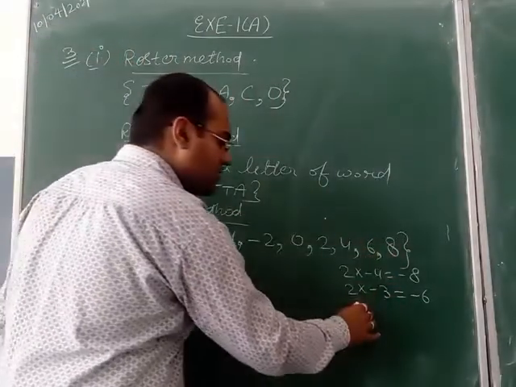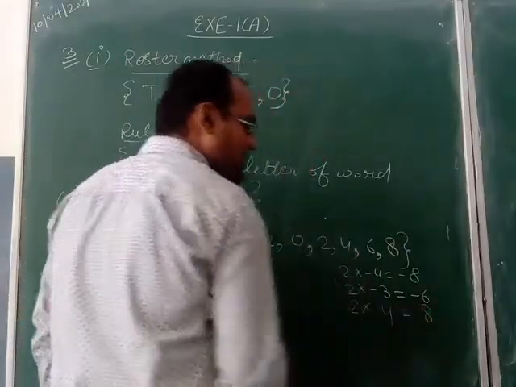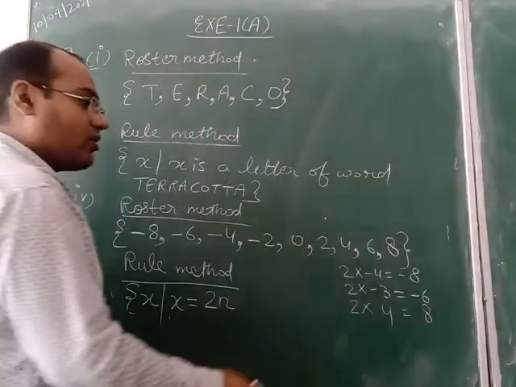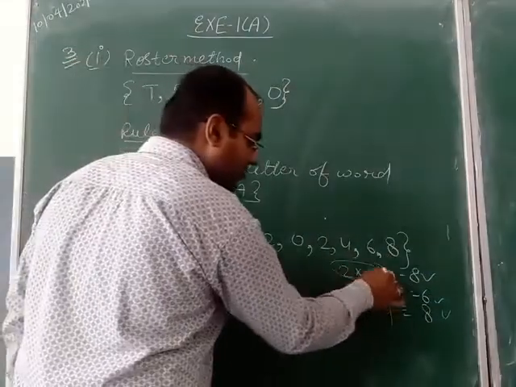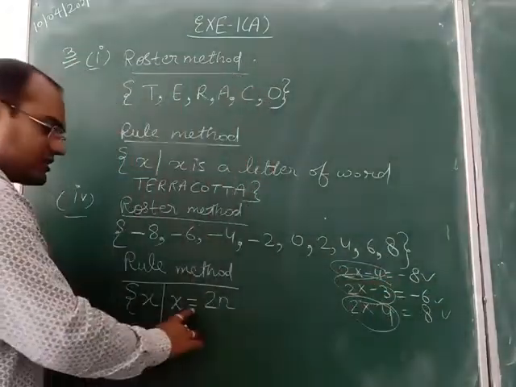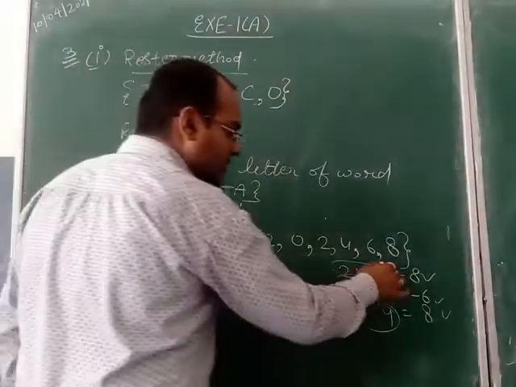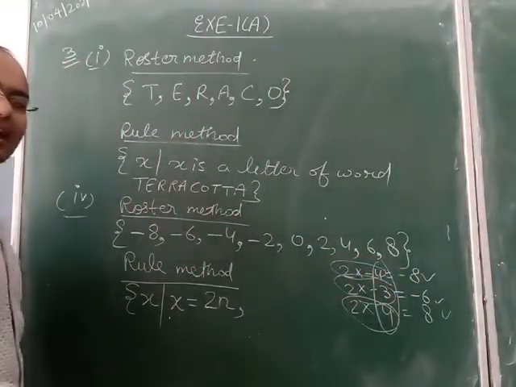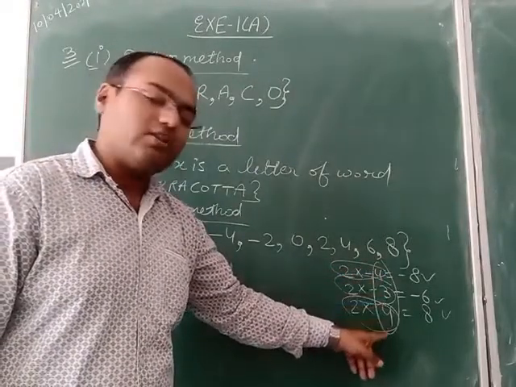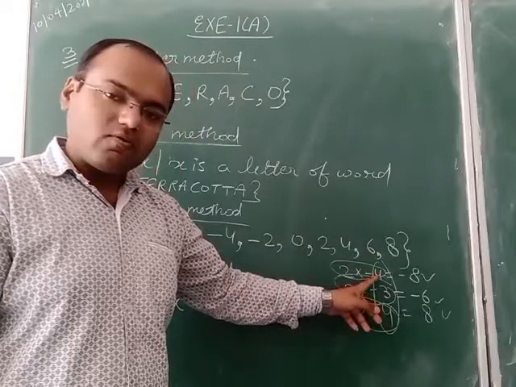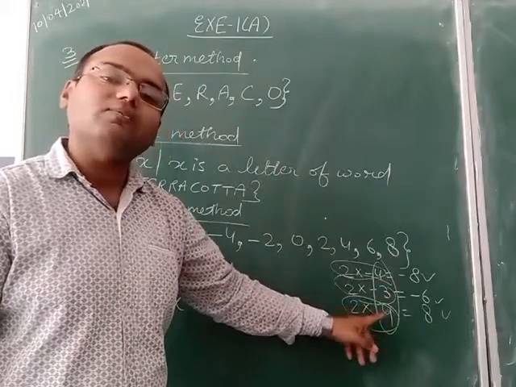8 is the last element. So how will we get 8? When we do 2 multiplied by 4, we will get 8. So what are you observing? All the numbers which we have written here are coming in the table of 2. That's why x is equal to 2n. Now what is this n? These numbers are the values of n. X is equal to 2n, 2 multiplied by n. So these are all the values of n, starting from -4, -3, then -2, -1, 0, 1, 2, and the last value will be 4.